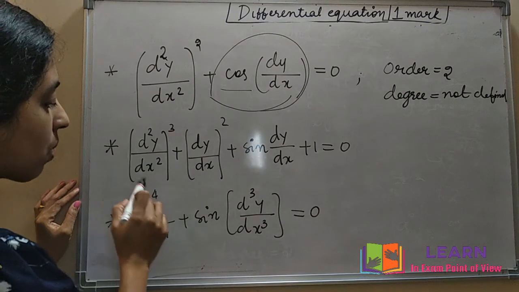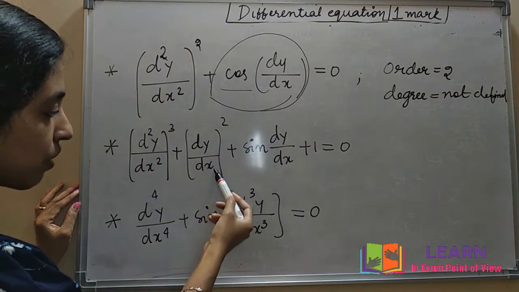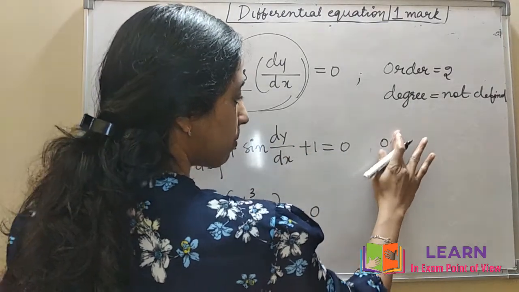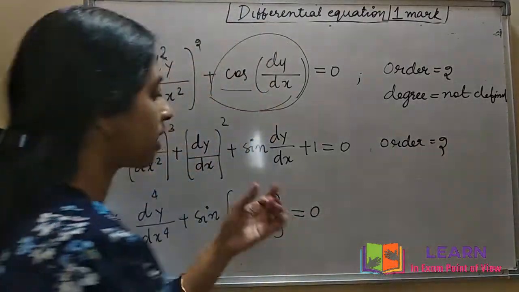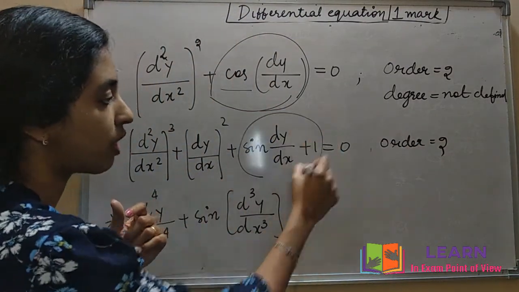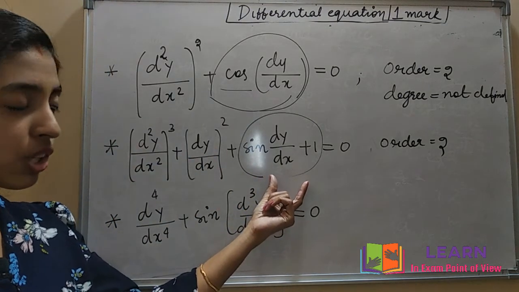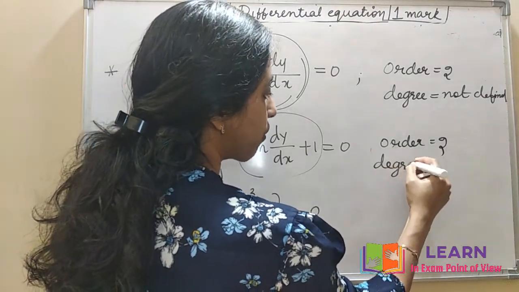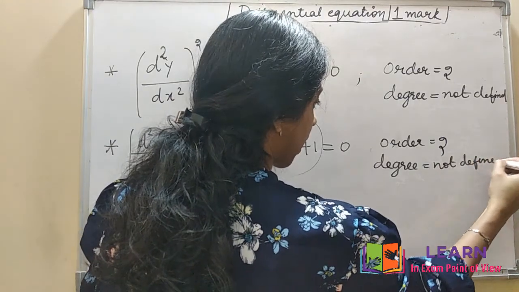Similarly, in this question, what is the order? The highest order is dy by dx, first order. Here it is second order. So again here order will be 2, and here again you can see sine of dy by dx plus 1, which is not a polynomial function. So here we can write degree is not defined. Degree is not defined. Okay.